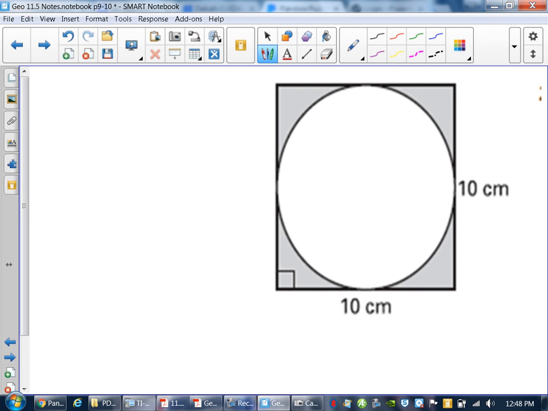All right, let's go again. How about squares? The shaded portion inside the square, correct.